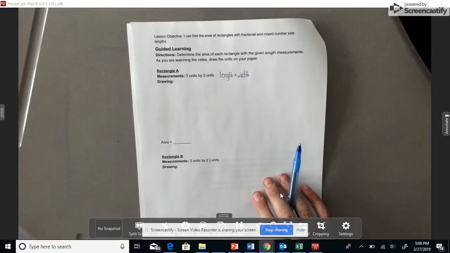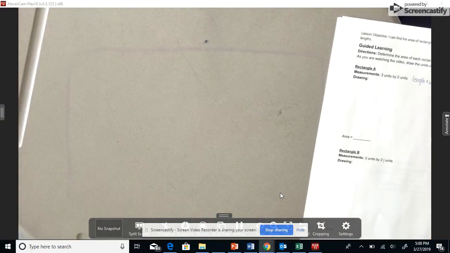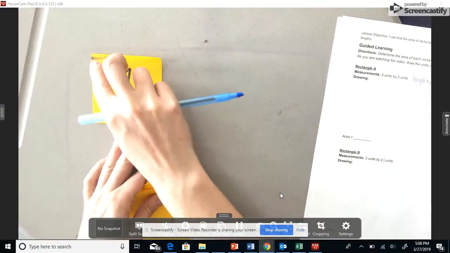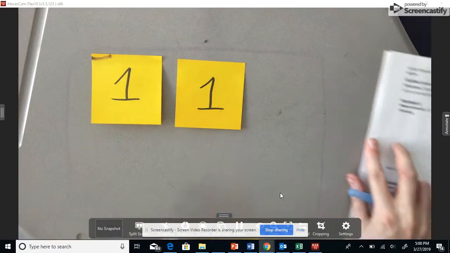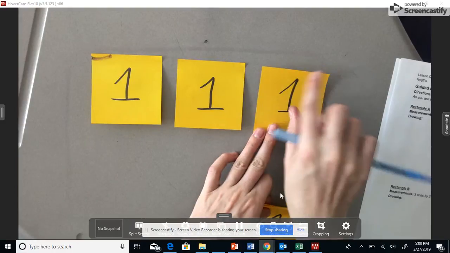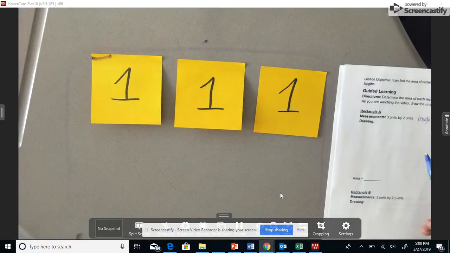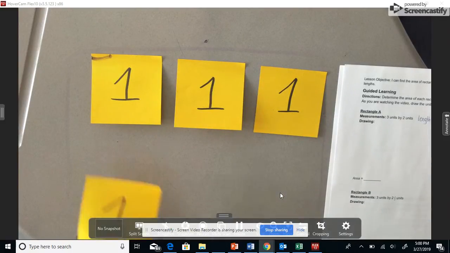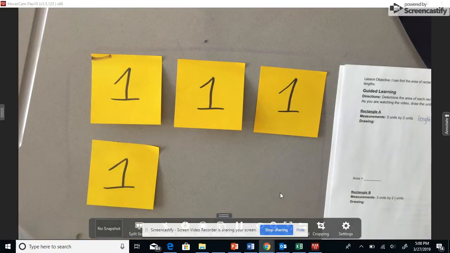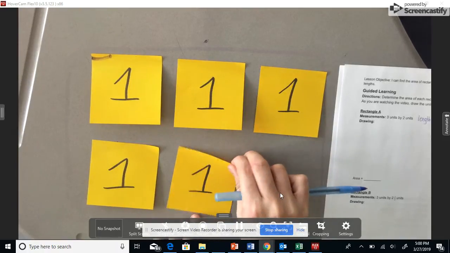I'm going to put this aside for a minute. You don't have to. And we're just going to model this with sticky notes. Each yellow sticky note is going to represent one whole. So for our 3 units, we have 3 going across. And we're going to have 2 sticky notes in each column going down.